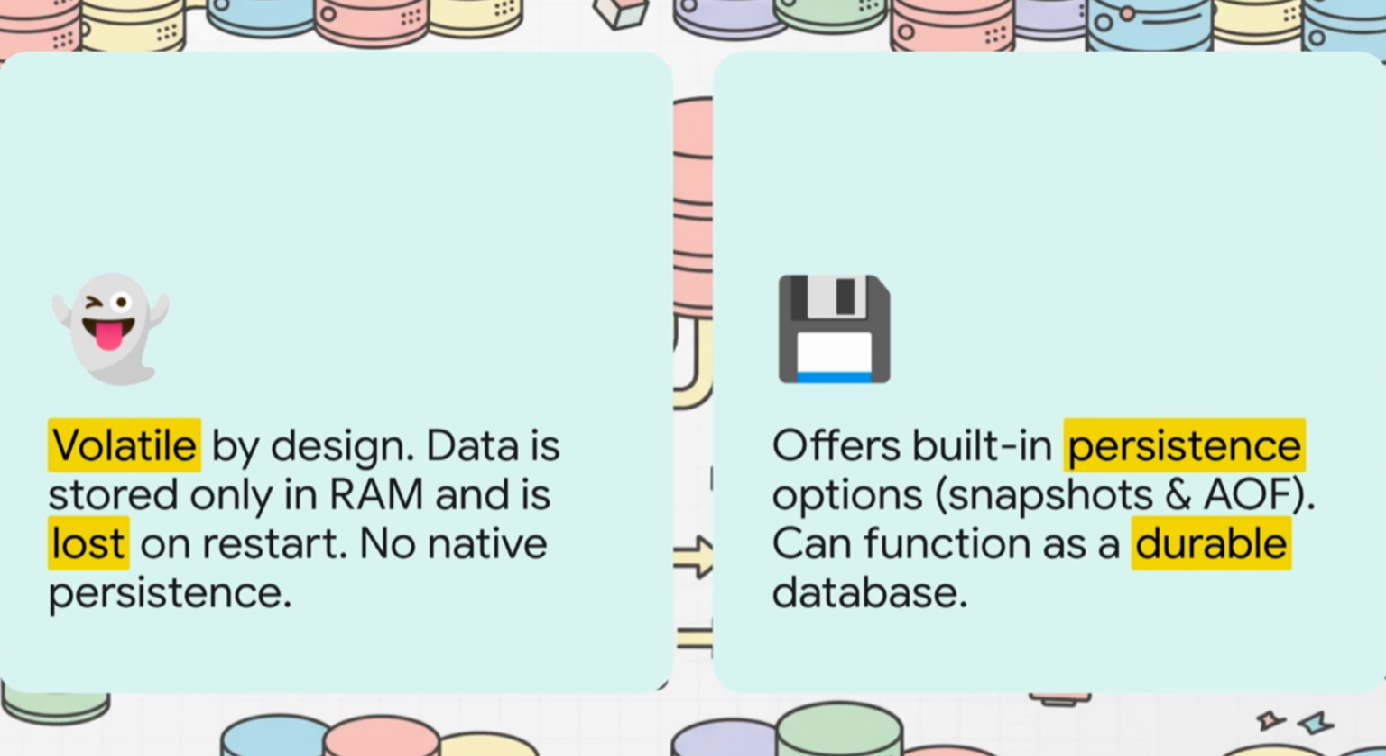Redis, on the other hand, comes with built-in persistence options. It can actually save its data to disk. This means it can survive a restart and act as a proper, durable database, not just some temporary cache. And that, right there, fundamentally changes the entire conversation about what you can do with it.